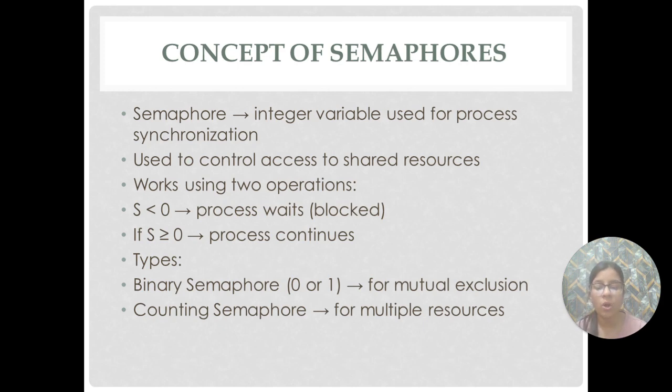If the value is not available, the process has to wait. Then there are two types, binary semaphore and counting semaphore. Binary semaphore is for mutual exclusion, meaning only one process at a time. And counting semaphore is for multiple resources. This variable S tells us that if S is less than 0, then the process will wait, meaning it will be blocked. And if S is greater than or equal to 0, the process will continue.